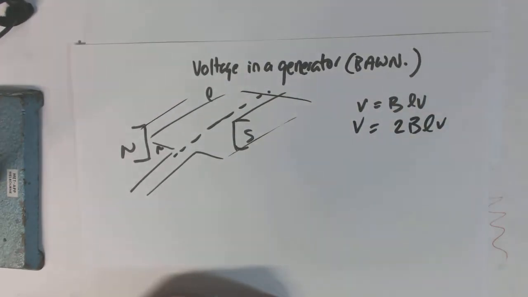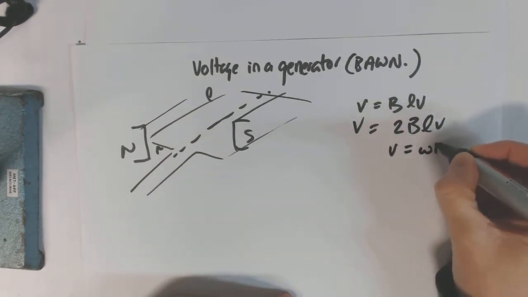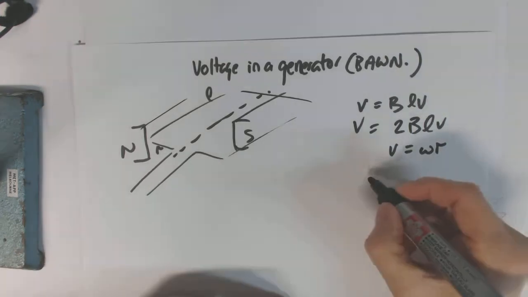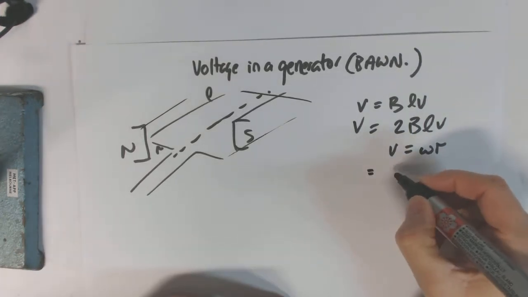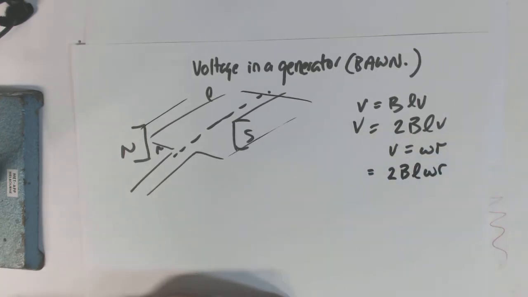2BLv. Now I want to make the substitution which you're well used to now, which is ωr. So this has an angular velocity, and we can substitute that for v. So we can say 2BLωr. So we're starting to get a little bit closer.